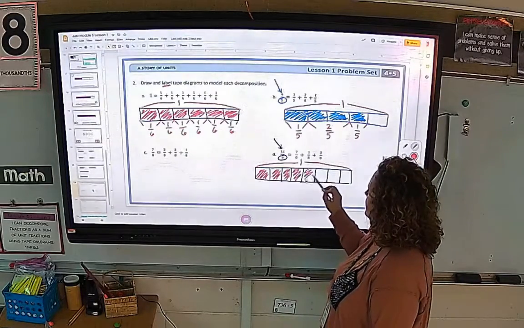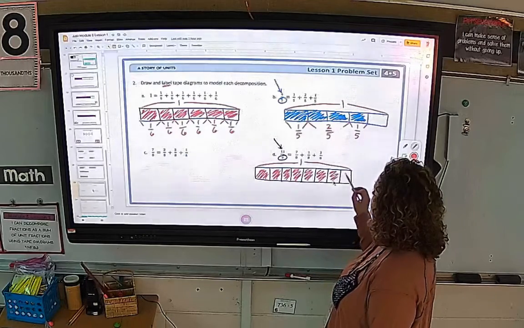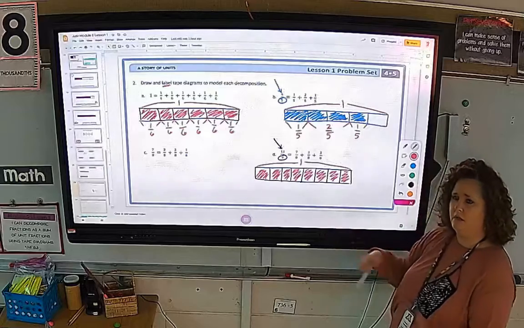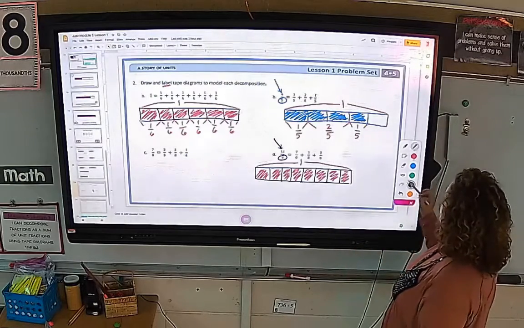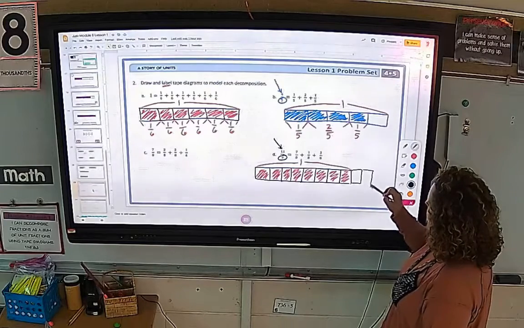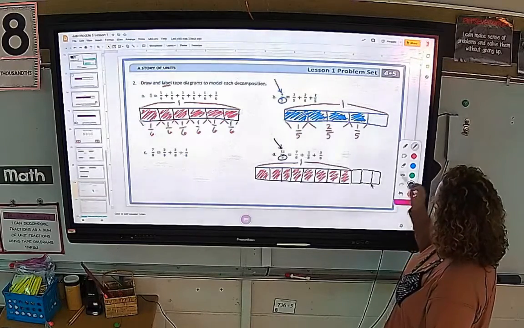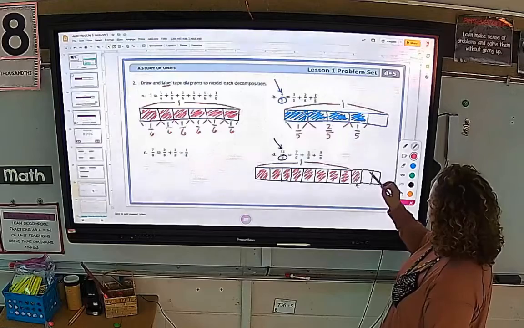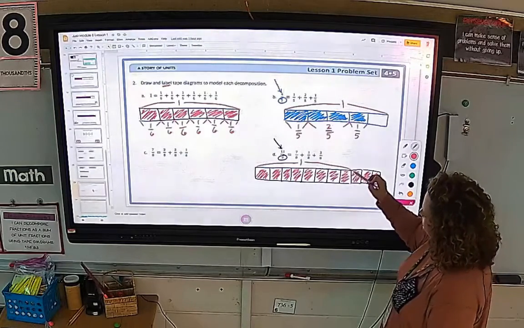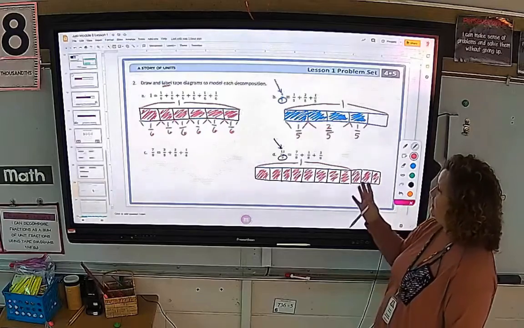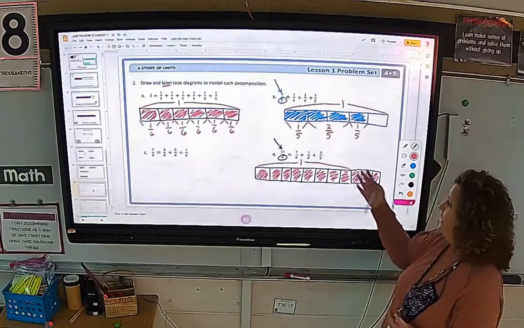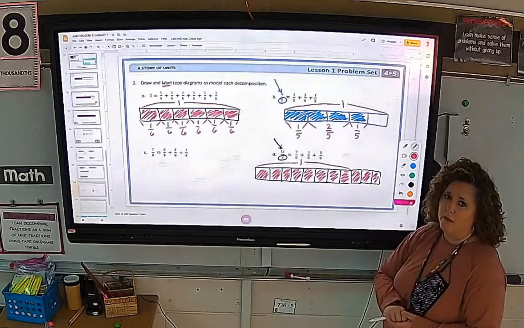4, 5, 6, 7, 8. But there's 11 of them, so this is not quite enough shaded pieces. So I'm going to add on, let's see, that would make 9, 10, 11, and I'm going to shade those 2. But because I have my bracket and it stops right here, I can tell, oh, this is an improper fraction. It's larger than 1. Now all I do is label the ones on the bottom.